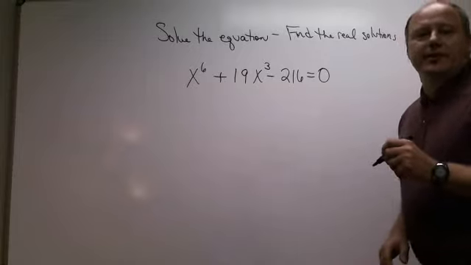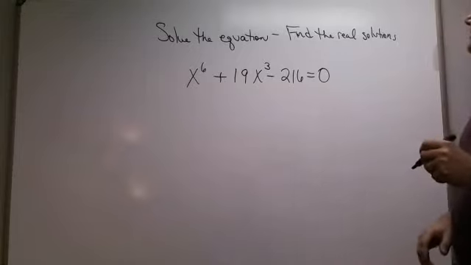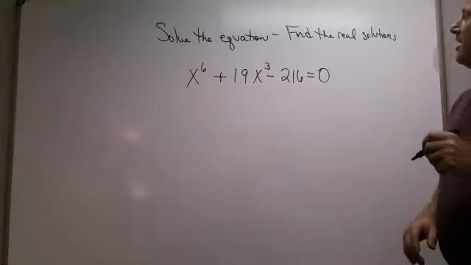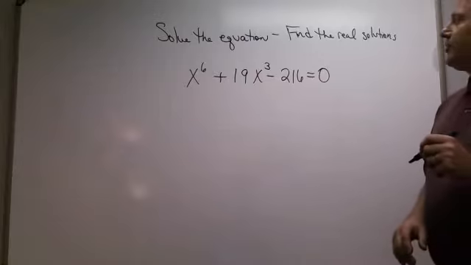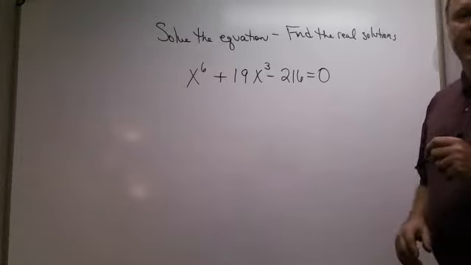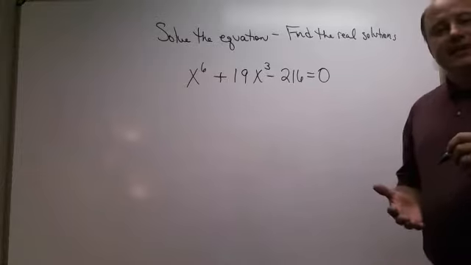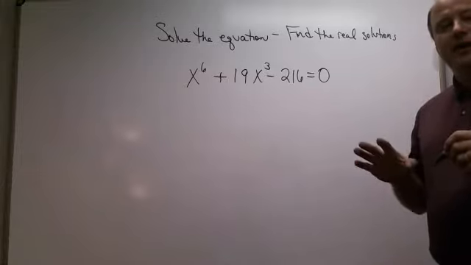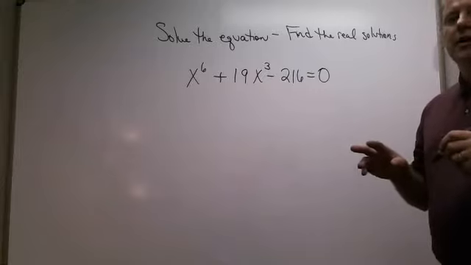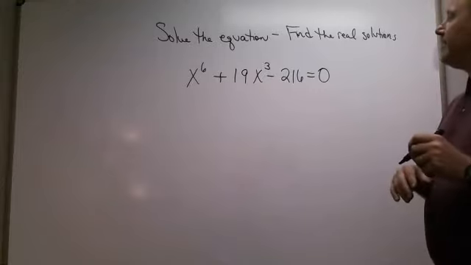Hello, we have a request here. It's to solve an equation. It says find the real solutions. It's x to the 6 plus 19 x to the third minus 216 equals 0. And technically this thing has 6 answers. I believe 4 of them are going to be complex and 2 of them are going to be real. We'll see that in a minute.